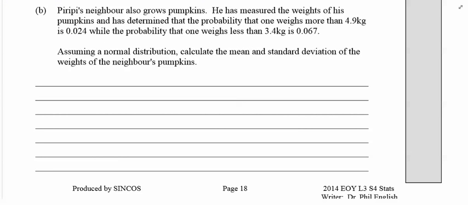Peripi's neighbour also grows pumpkins. He has measured the weights of his pumpkins and has determined that the probability that one weighs more than 4.9 kg is 0.024. Well, the probability that one weighs less than 3.4 kg is 0.067. Assuming a normal distribution, calculate the mean and standard deviation of the weights of the neighbour's pumpkins.